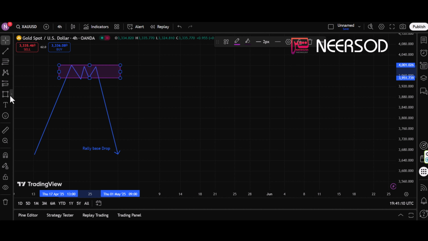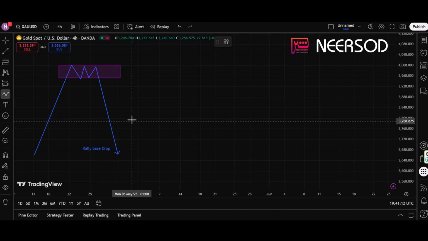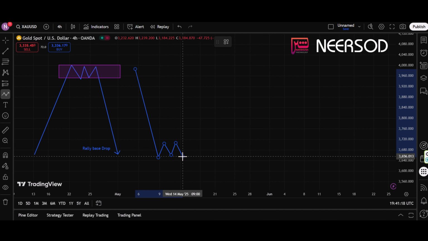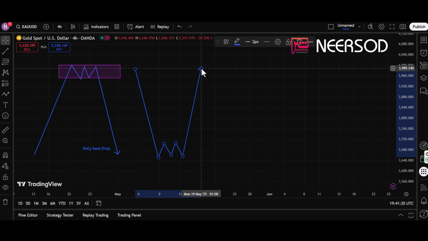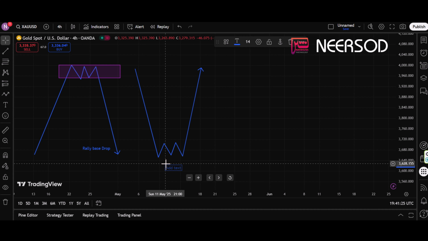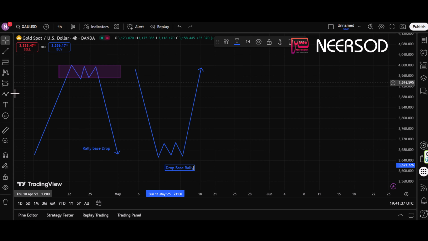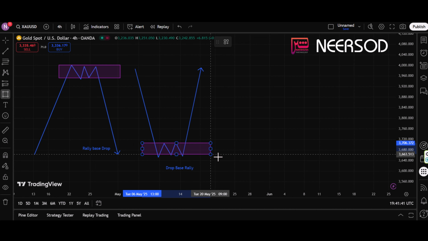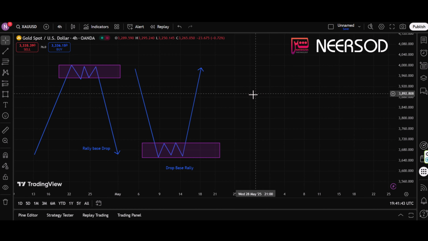Structure 2 is the exact opposite of the first structure. The price drops, consolidates for a while, and then a bullish leg occurs. And this structure is called drop base rally. We consider the base candles here as a demand zone.